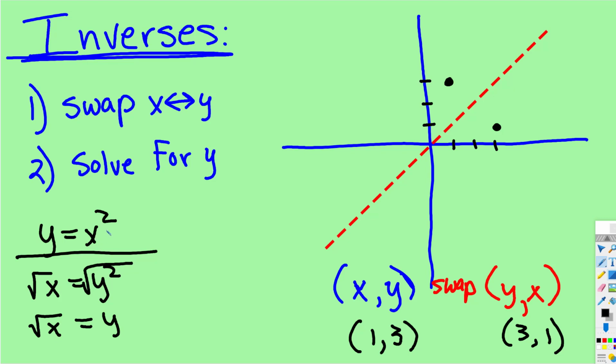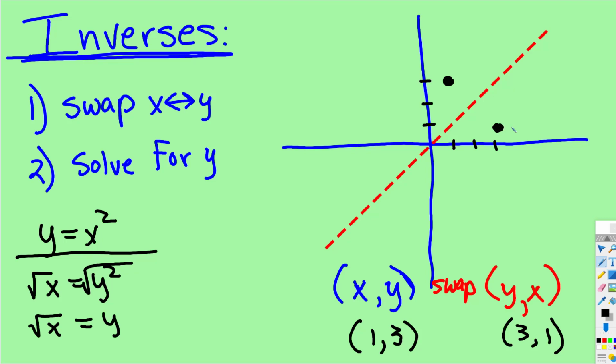So that's algebraically. Graphically, this is what you need to know. Just like up here when we swap the x and y, graphically, if you have coordinate points, you can swap the x's and y's to determine if they fit the criteria of an inverse. So here we have (1, 3) right here, and then (3, 1).